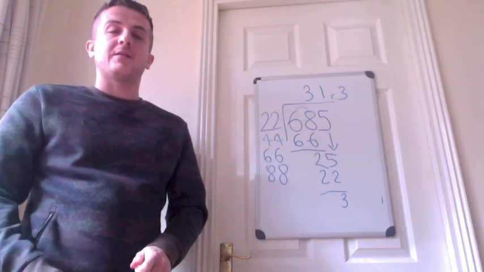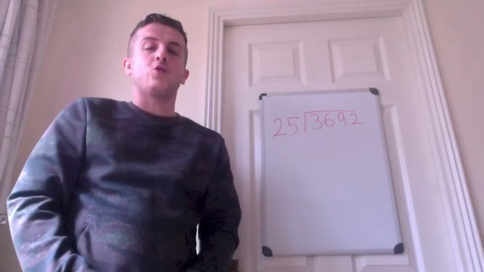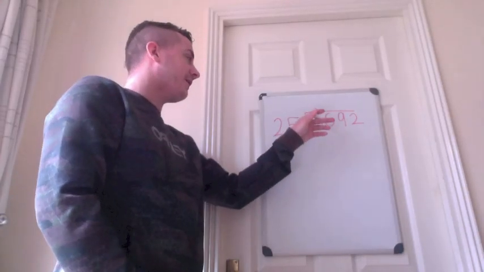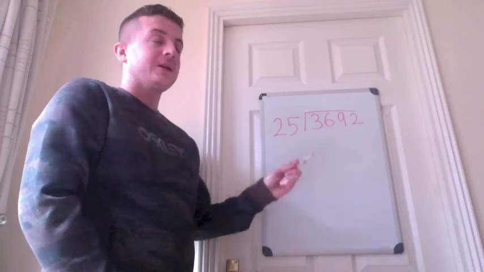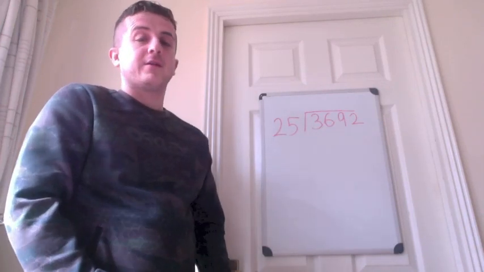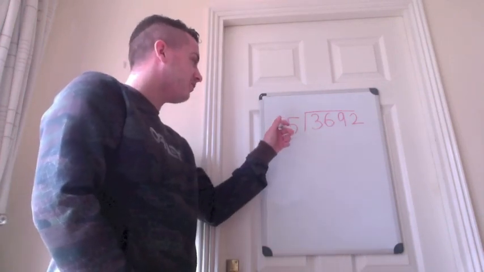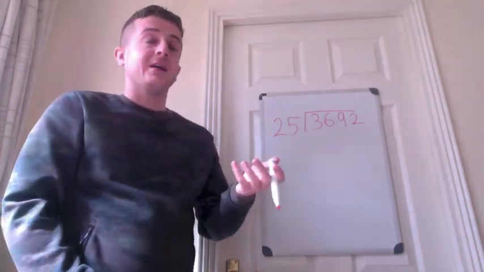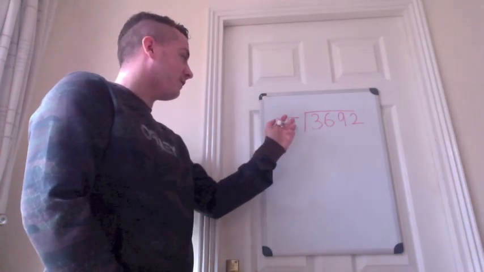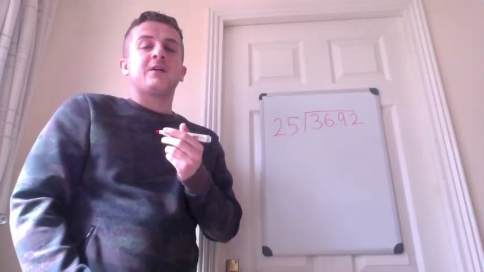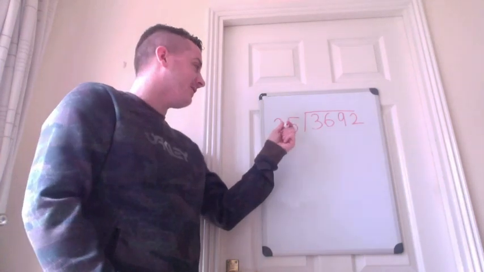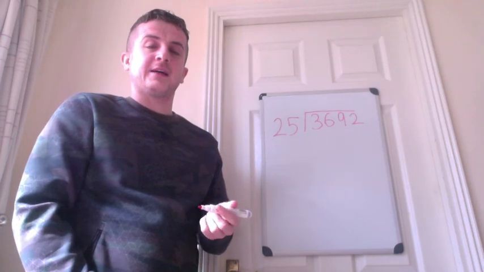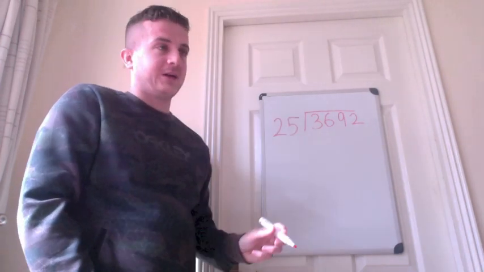Brilliant. On to the third and final question. Right, question number 3. A bit of a tricky one this time. We're dividing 3,692 by 25. So the first thing we need to do is look at how many 25s go into 3. But we already know we can't do that. So we treat it as how many 25s go into 36. What I'm going to do is write my 25 times table down the side, okay? Just so it helps me a bit when I'm working out how many 25s go into a number.